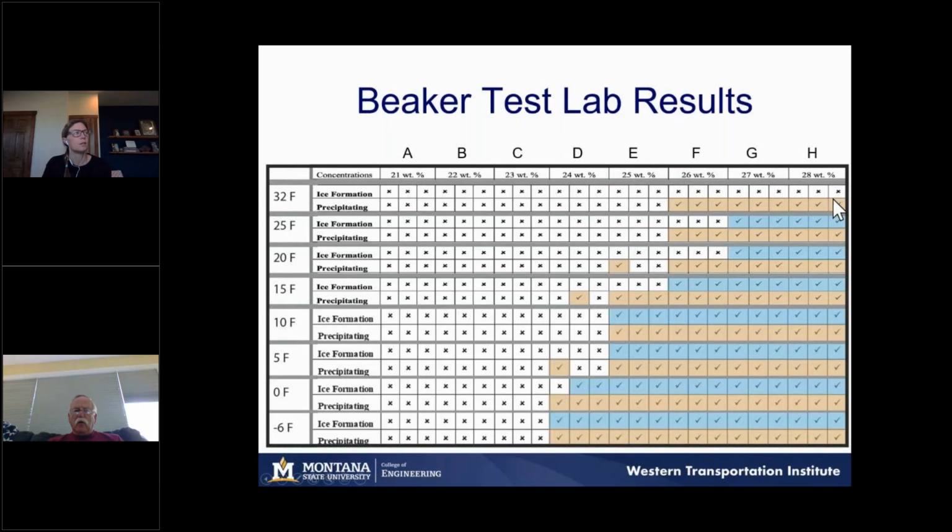And what we summarized here is whether ice was formed, and that's in blue, or if salt precipitated out, and that's in this orangey tan. And essentially what you can see here is that salt and ice were not precipitating out or forming until much colder temperatures, but also at the higher salt solution concentrations, which is what you would expect to see.